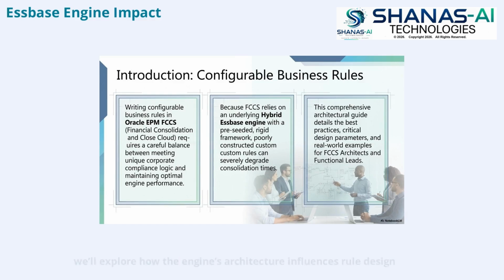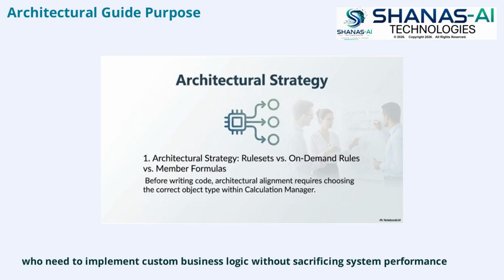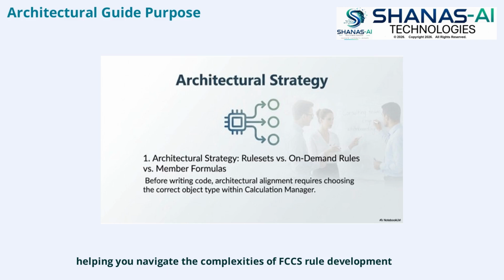In this scene, we'll explore how the engine's architecture influences rule design and why performance considerations must be at the forefront. This architectural guide is designed for FCCS architects and functional leads who need to implement custom business logic without sacrificing system performance. It covers best practices, critical design parameters, and real-world examples, helping you navigate the complexities of FCCS rule development. By following these guidelines, you can ensure your rules are scalable, maintainable, and compliant with corporate requirements. Let's move forward and examine the strategic choices you must make before writing any code in Calculation Manager.